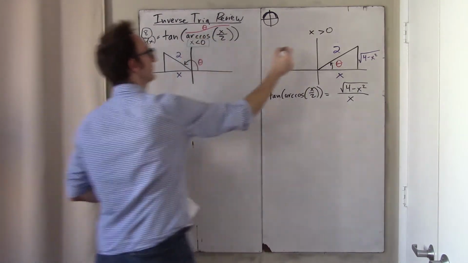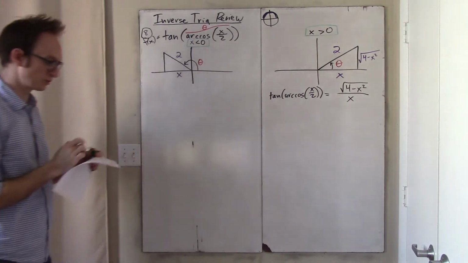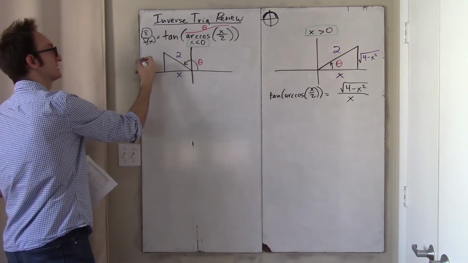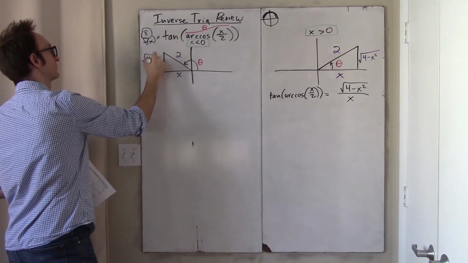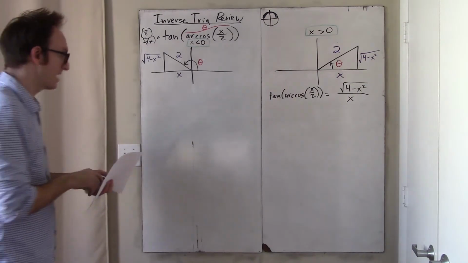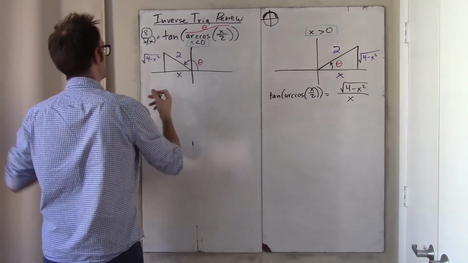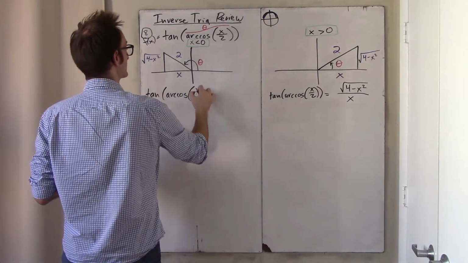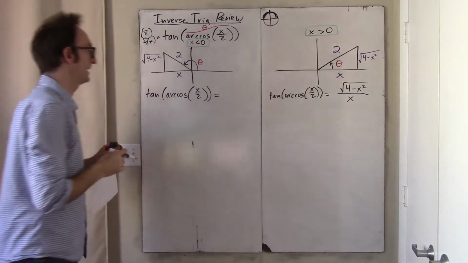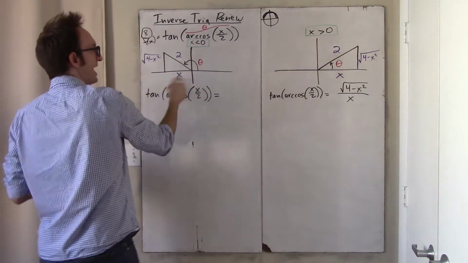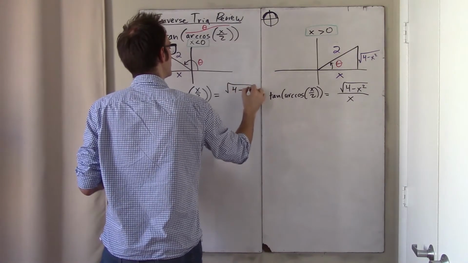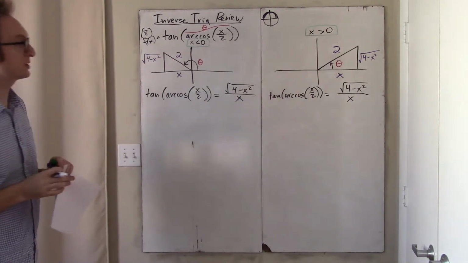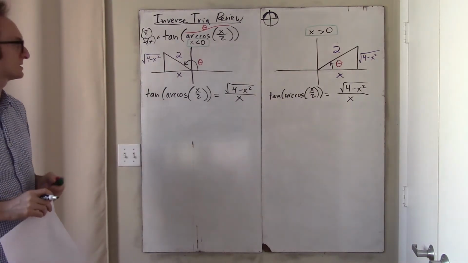We should expect the horizontal component to be negative. So if you trust that picture, and I think you should, then we can just finish it off. This is the square root of 4 minus x squared. Okay, and now what is the tan of the arc cosine of x over 2? Well, it's just that over that again. So it's just root 4 minus x squared over x, because it's just opposite over adjacent. Okay, so I got the same formula in both cases.